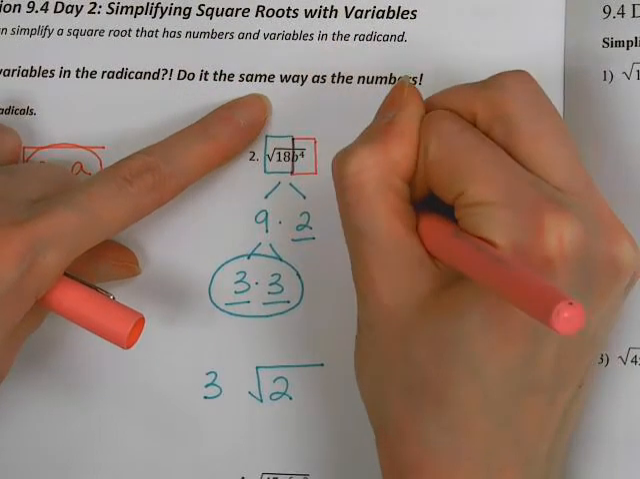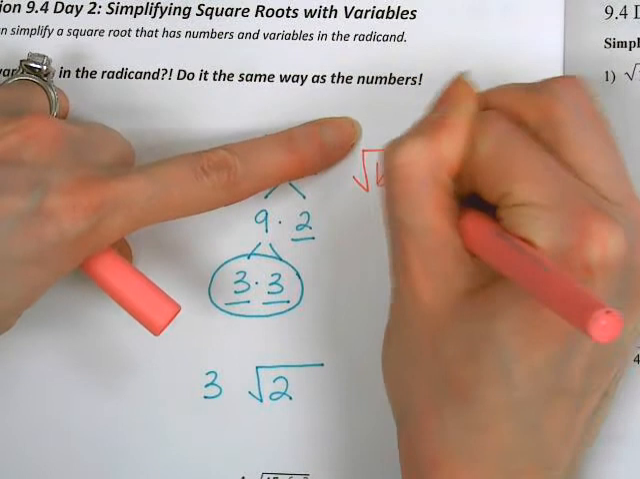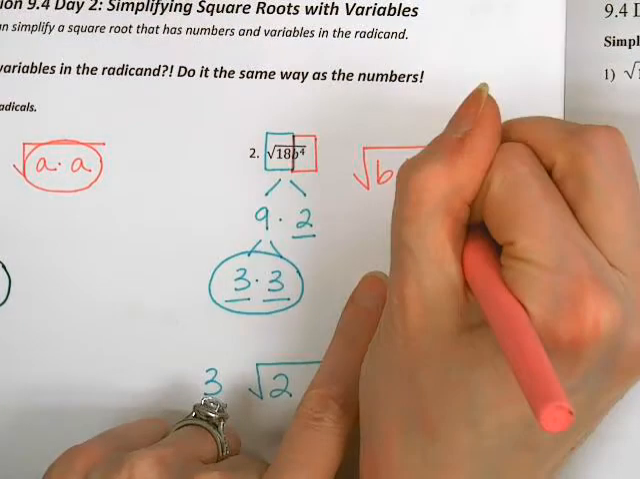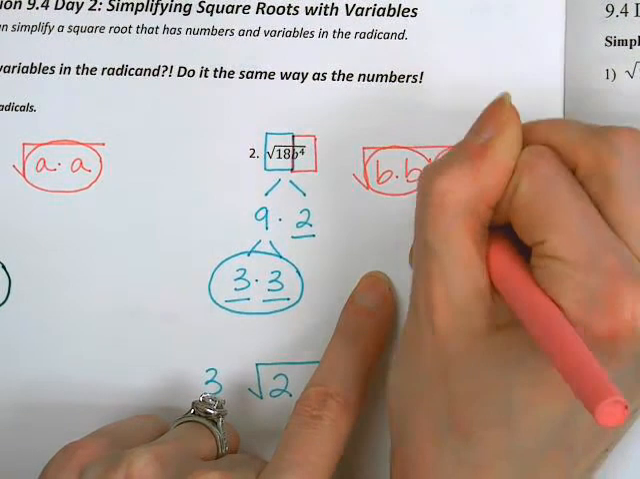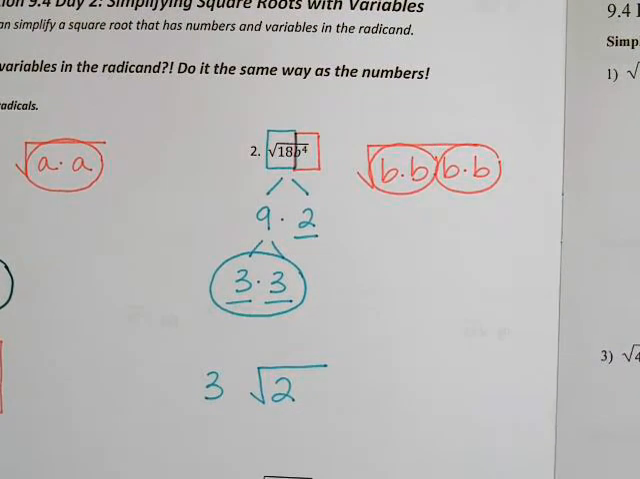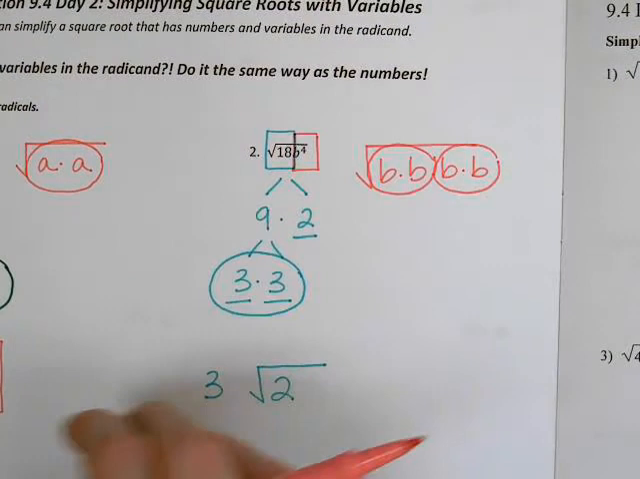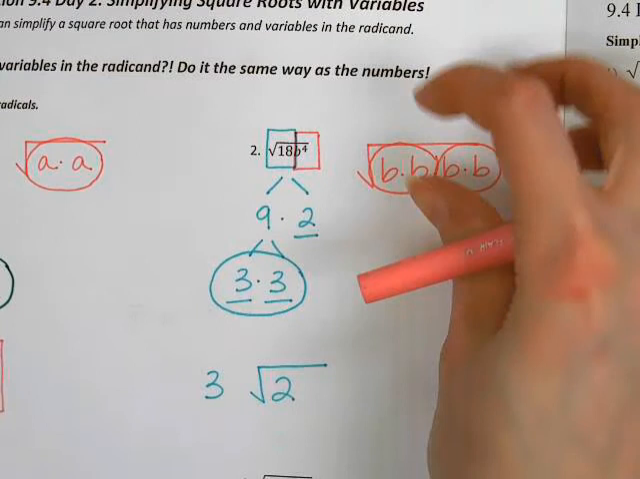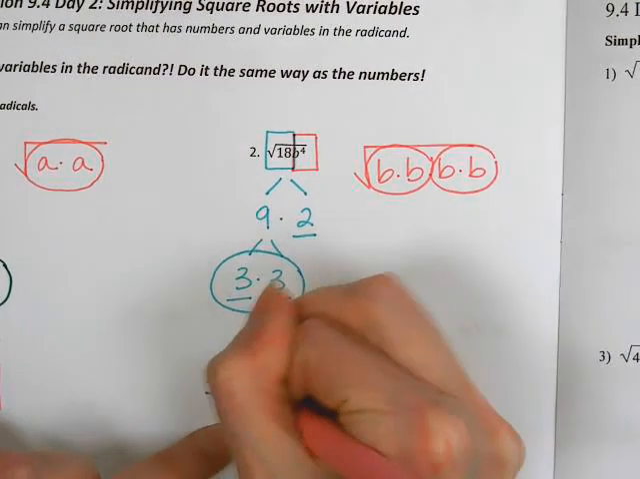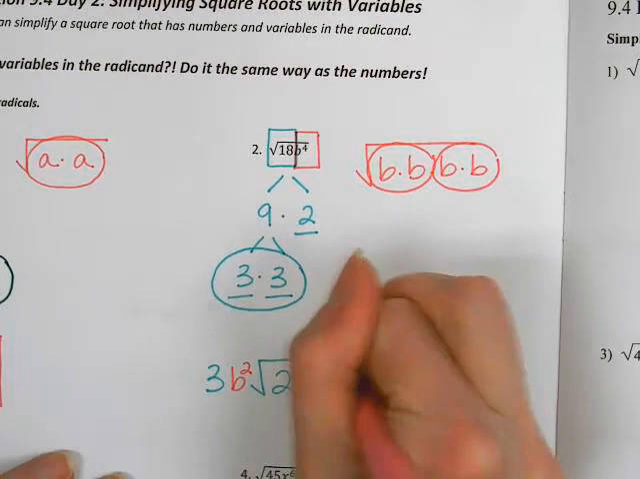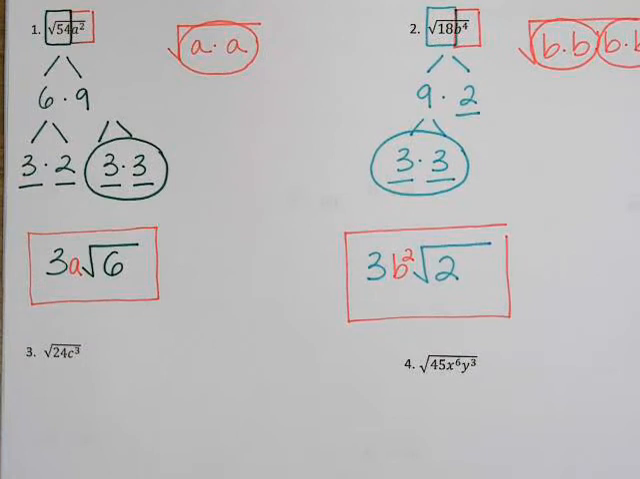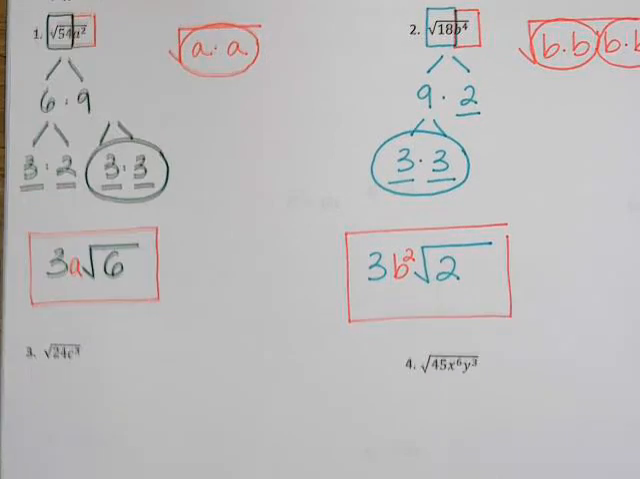We have 4 B's. Okay, which means we have 2 pairs, which means we could pull 1 out from this one and 1 out from this one. So a B times another B is a B squared. And there's no singles, so they all come out. All right, let's keep going. Let's try 3.